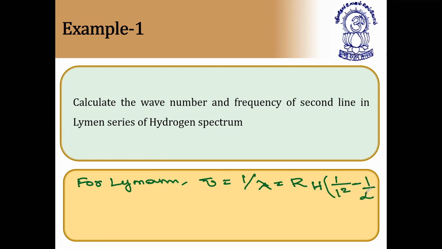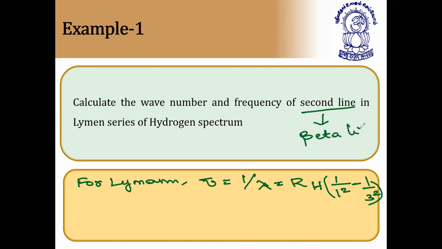n2 square, because they have told second line. Second line means the first line is the alpha line, the second line is the beta line. So the beta line means n2 is equal to 3. The second line is also called the beta line. Alpha line means first transition, beta line means second transition.